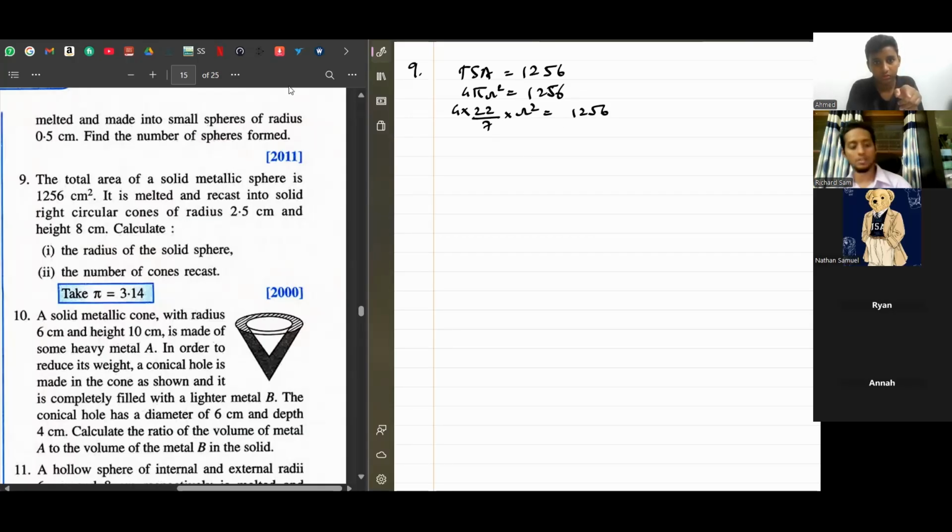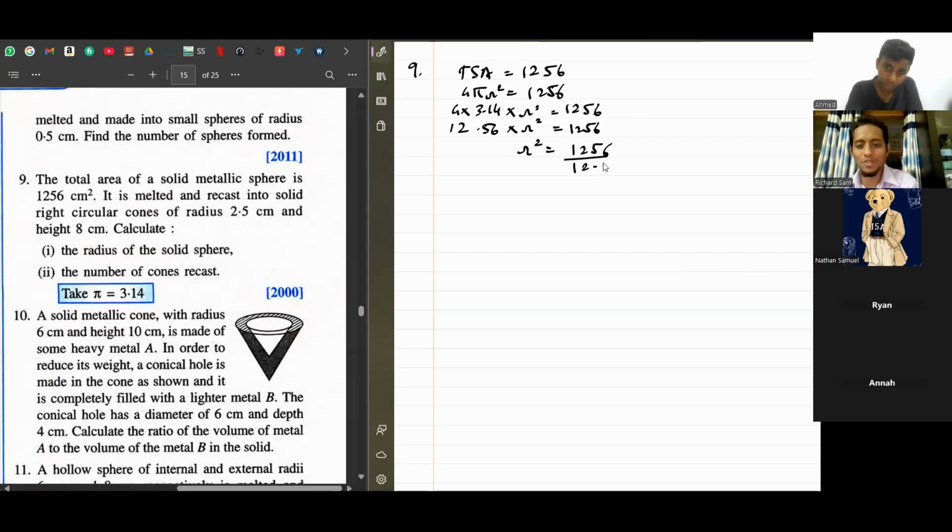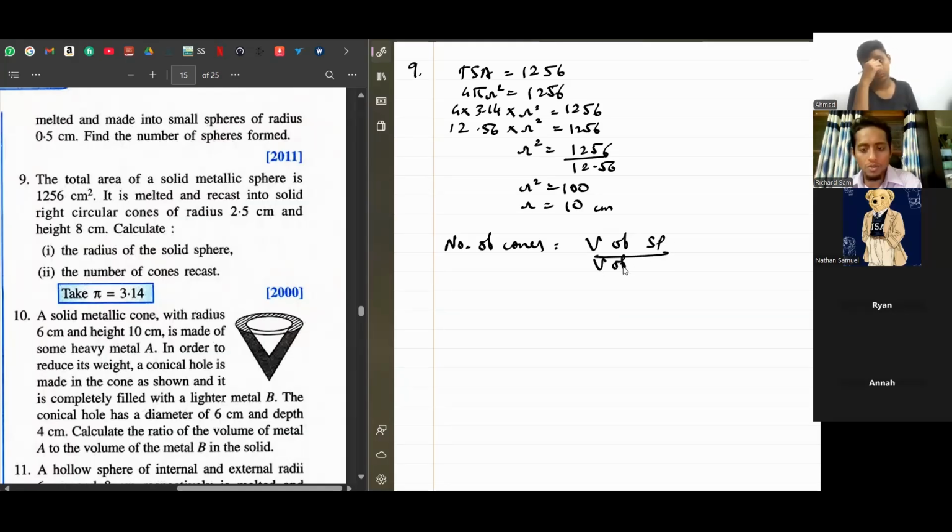Oh, they told to take that. Okay. So 12.56 into r square is equal to 1256. So r square is 1256 divided by 12.56. So r square is 100, so r is equal to 10. So number of cones is equal to volume of the sphere divided by volume of the cone.